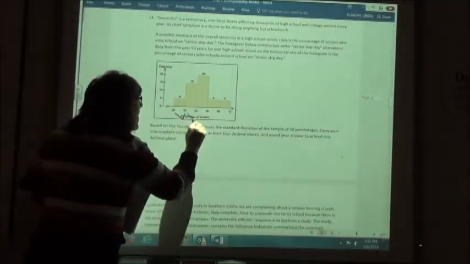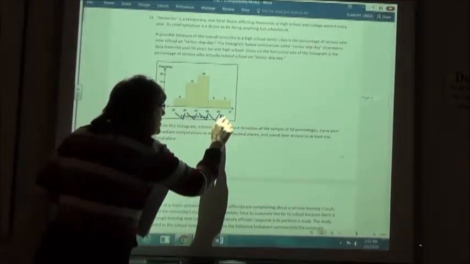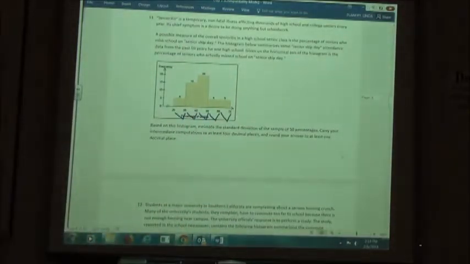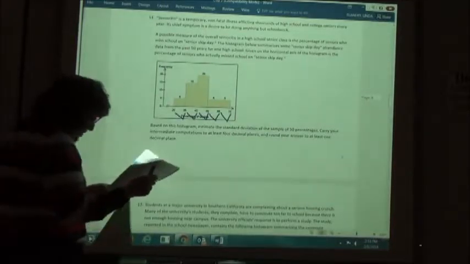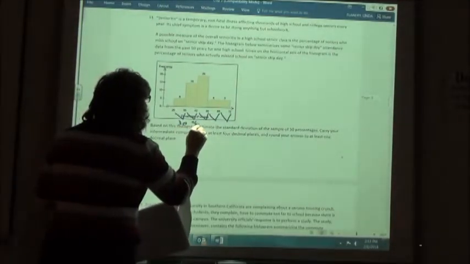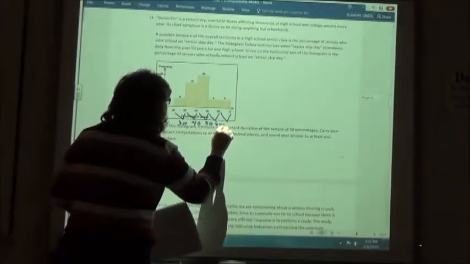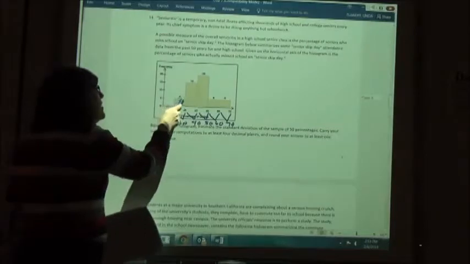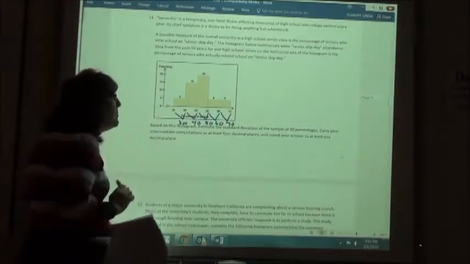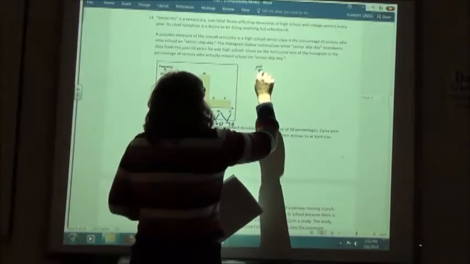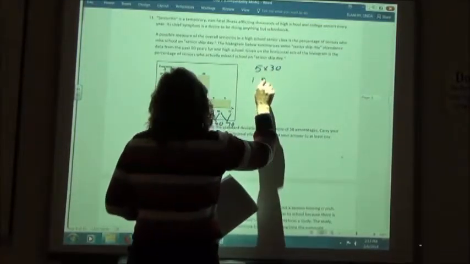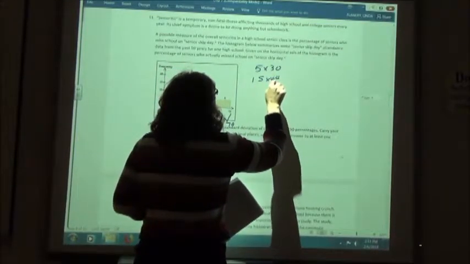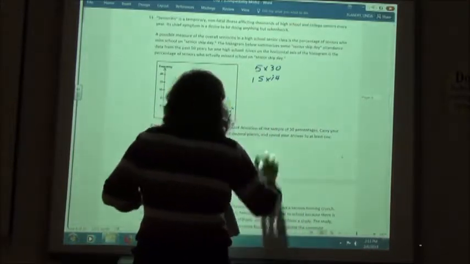First thing again, we're going to find the midpoints of each of our little sections of our bars on our histogram. 30, 40, 50, 60, 70 would be our midpoints. All right, so now we need to estimate the mean by taking the number from our bar times the midpoint of the bar. So 5 times 30, 15 times 40. Why am I writing 14?